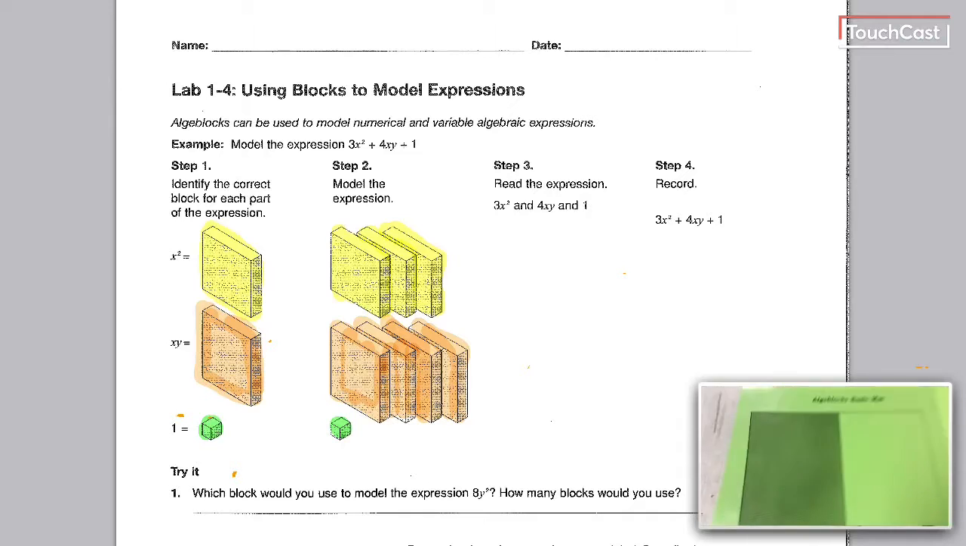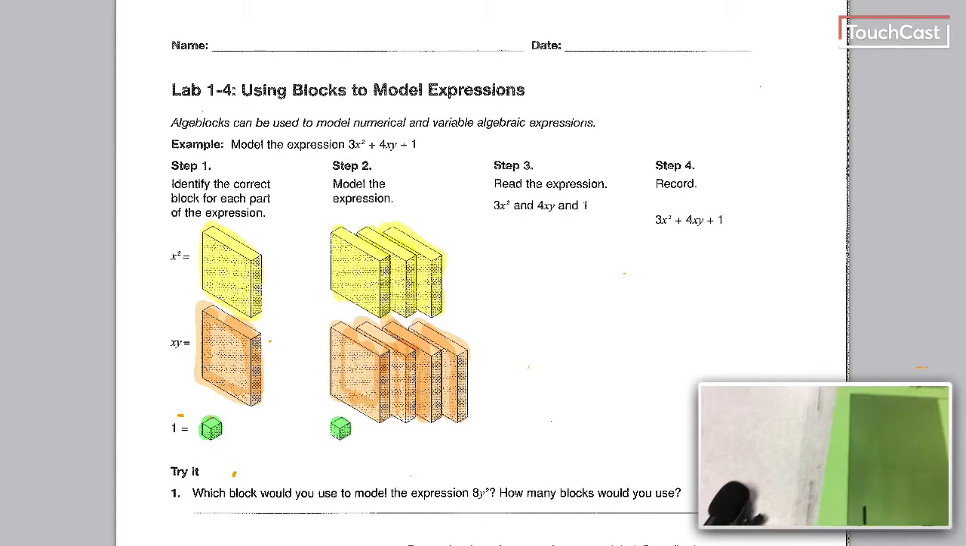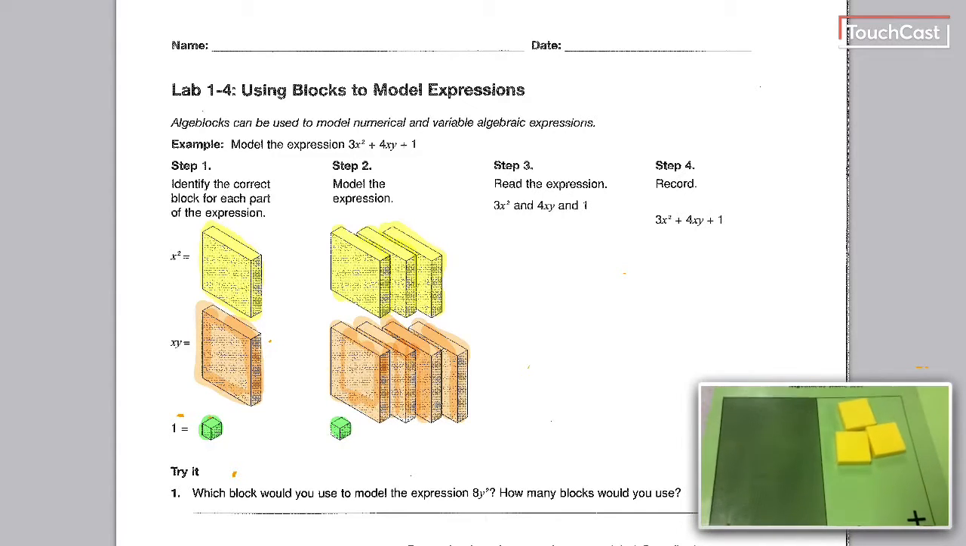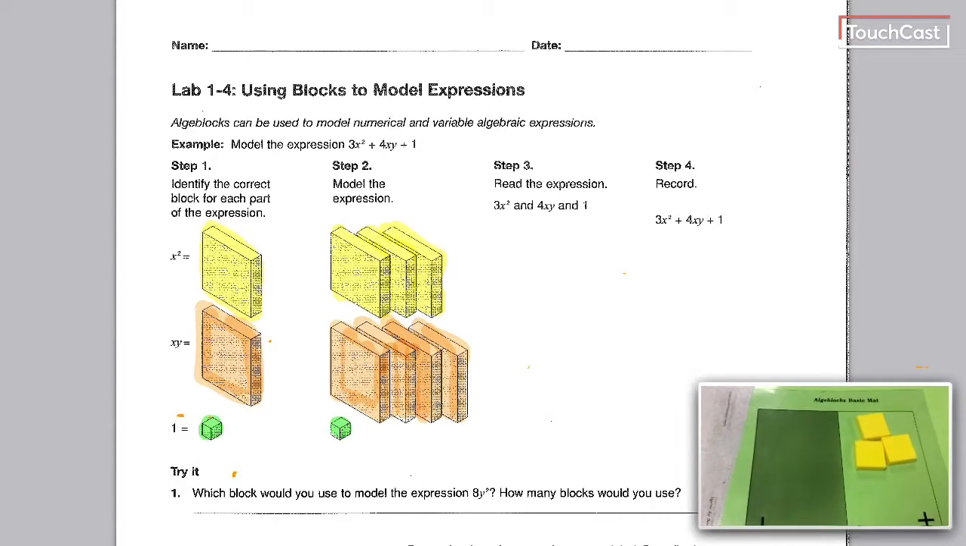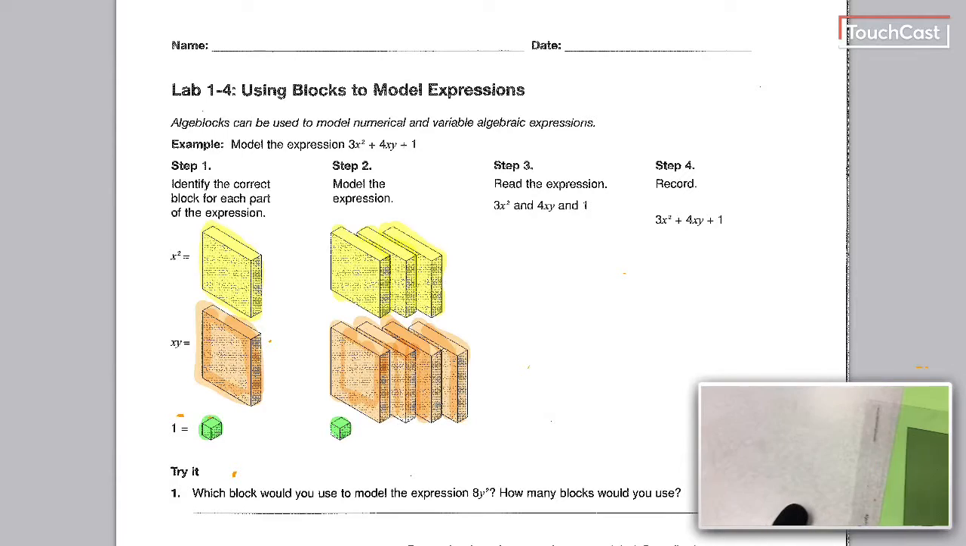So I'm going to get out my mat, okay, and it says 3x squared. So that would be the yellow square. It shows you that the yellow square is x squared. So I need 3 of those because it's 3x squared. It also shows that they are positive because there is no minus sign, so they go on the positive side. Then it's 4xy, so we need 4 light yellow rectangles.